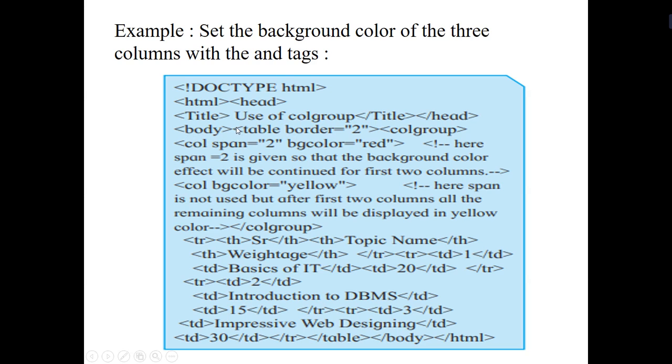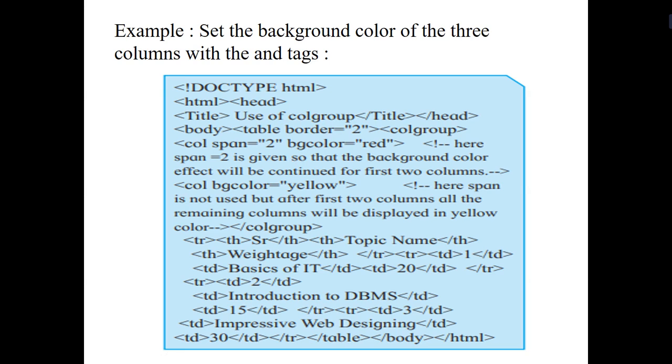Inside the body we are going to create a table, with table border equal to 2. Okay, we have assigned the border for your table as 2, and your colgroup. In your colgroup you will use the first tag, that is col, with attribute span equal to 2, bgcolor equal to red. Now remember that span equal to 2 is given so that your background color will be affected continuously only for the 2 columns.